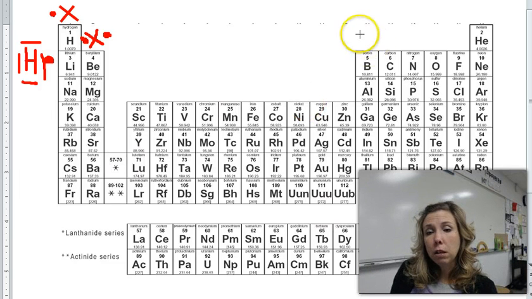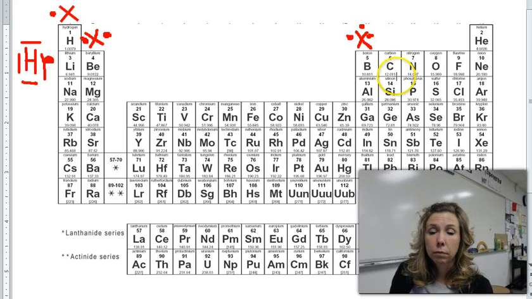Then I'm going to skip these. Here is group 3A, has three outer electrons. Here's how they arrange themselves when they form compounds. Next one, 4 outer electrons. Here is how they are arranged when forming compounds.